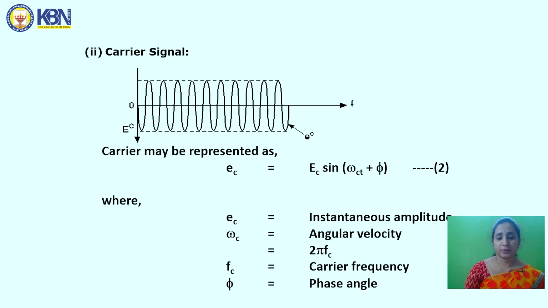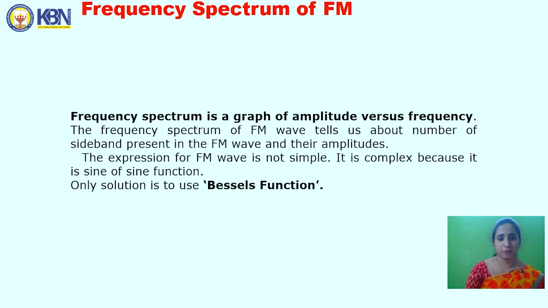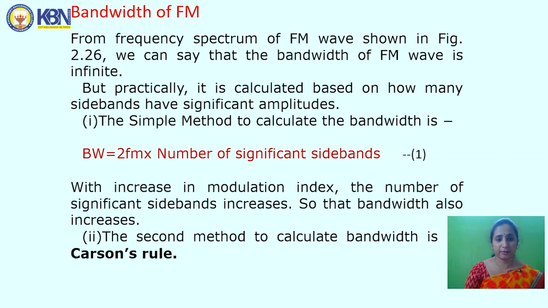Now the frequency spectrum of FM. The frequency spectrum is the graph of amplitude versus frequency. The frequency spectrum of FM waves tells us the number of sidebands present in the FM wave and their amplitudes. So the FM frequency spectrum decides the number of sidebands generated. The bandwidth of FM can be said to be infinite. We can't calculate the bandwidth exactly for frequency modulation, as it depends on the nature of the frequency.